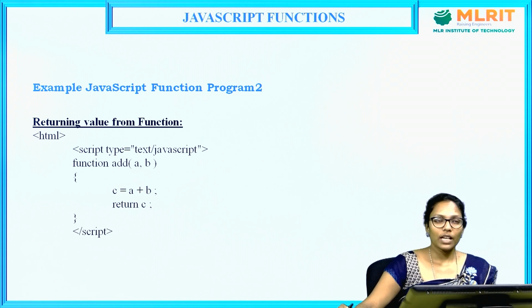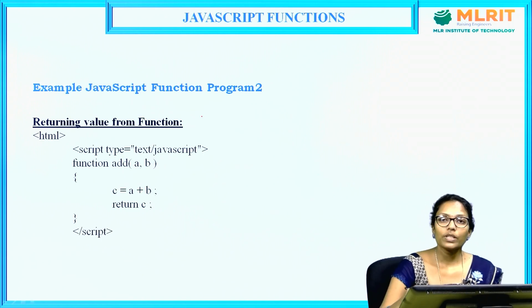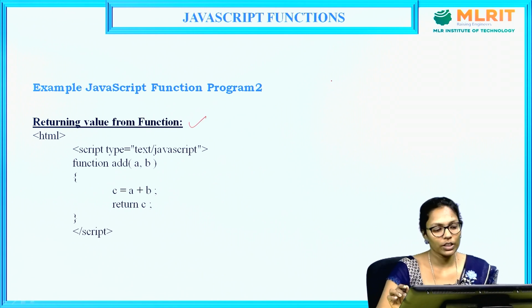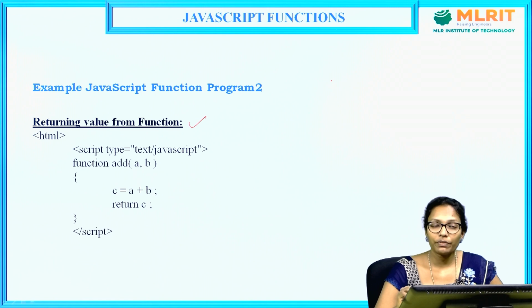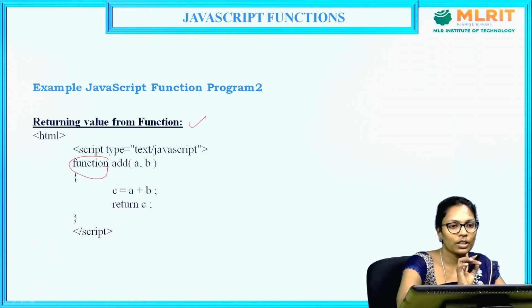So one more example we'll see here. This function will return some value from the function. So in C or Java, if the function is returning something, we used to write the return type. But here you're not writing any return type. So simply you're using a keyword called function, followed by the function name, which is add.